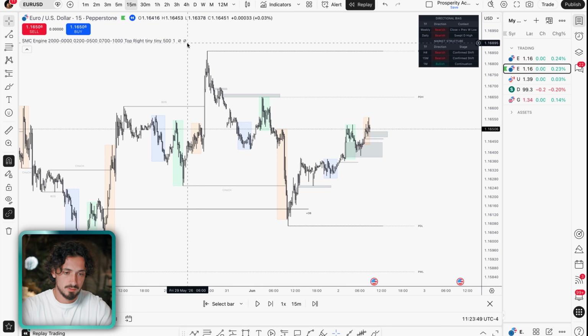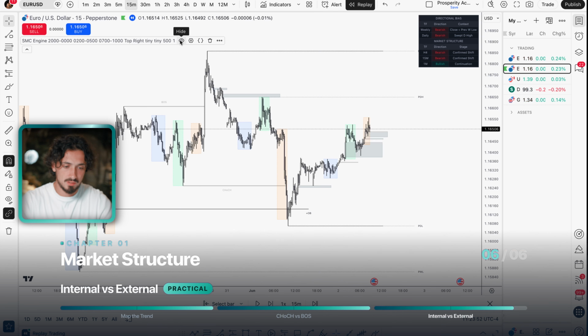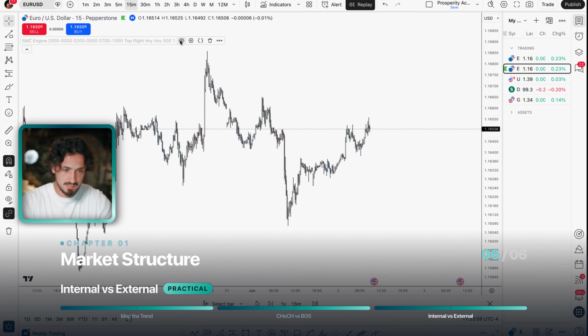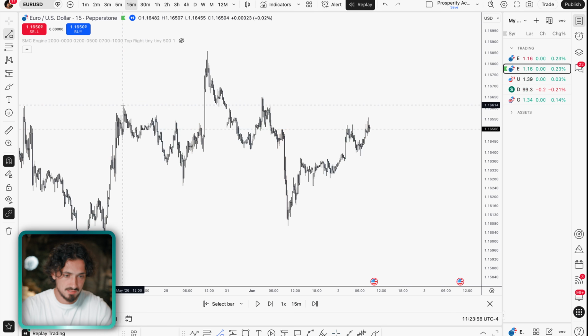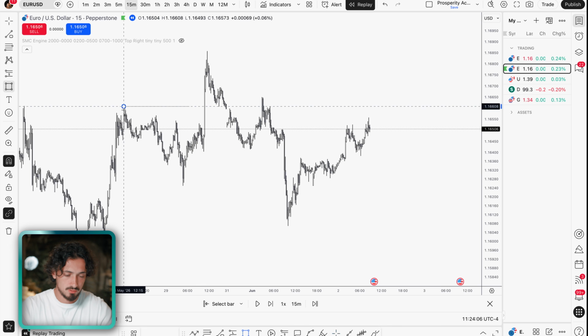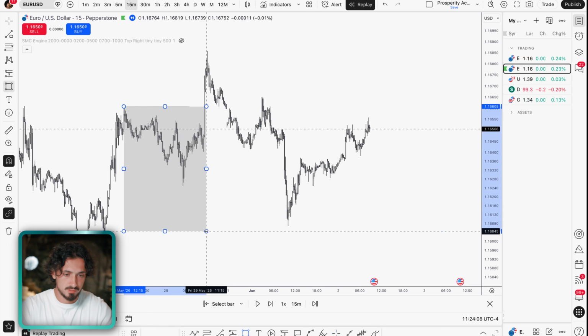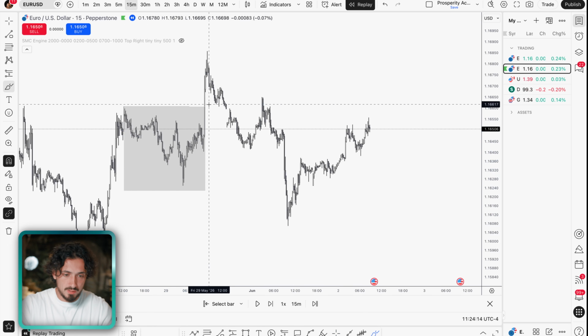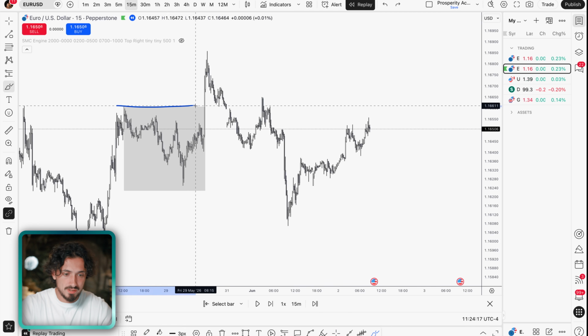But now what I want to do is have a look at what the internal structure is versus the external structure. So again, I'm going to hide this for now. We can see that this was a swing high. So if this is a swing high, we're going to take the box and draw it up until it gets broken. So until we've broken out of this high in here, we don't know what the low is going to be.